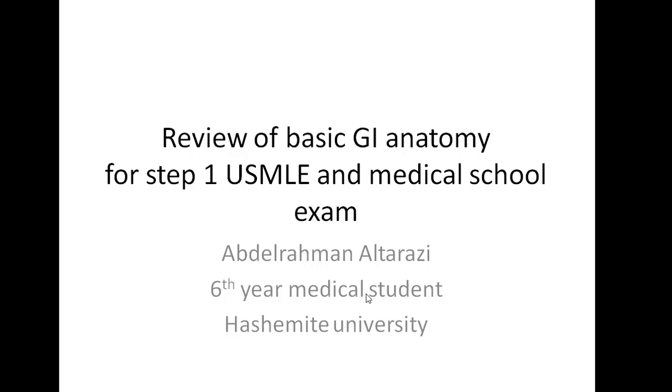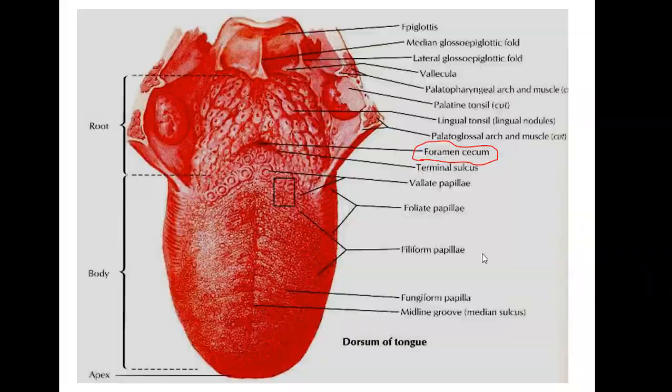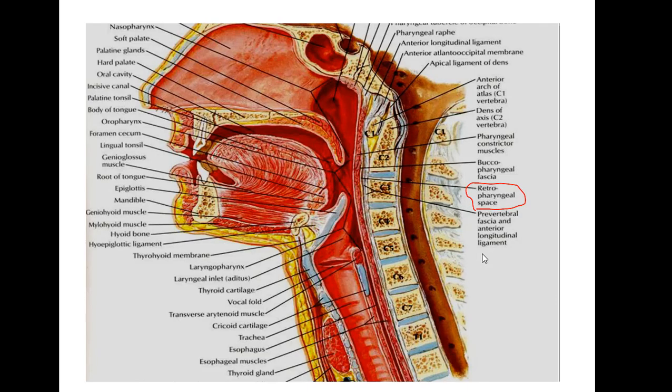Assalamu alaikum wa rahmatullah. So we'll continue our review for basic GI anatomy, and I left you at the pharynx. So we will start from there. This is the pharynx. The pharynx is a funnel-shaped structure, and it's a passage for air and for food down to the trachea or to the esophagus. Now it has an anterior and posterior wall.